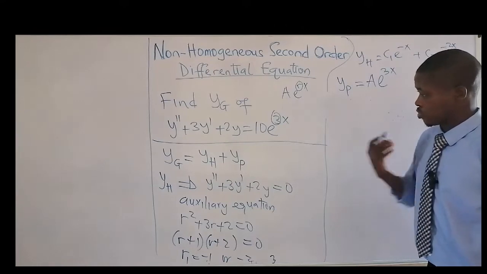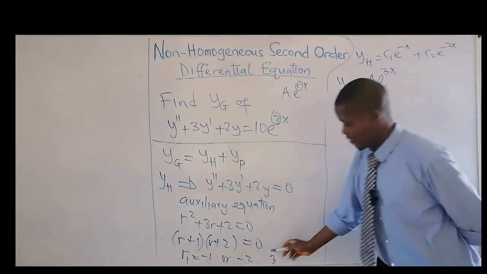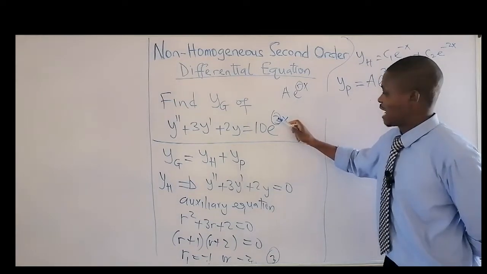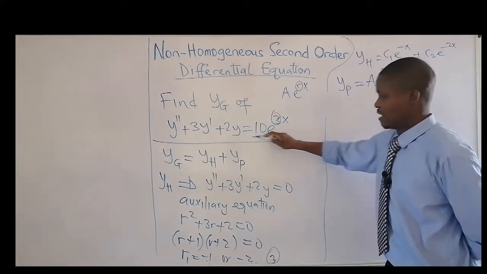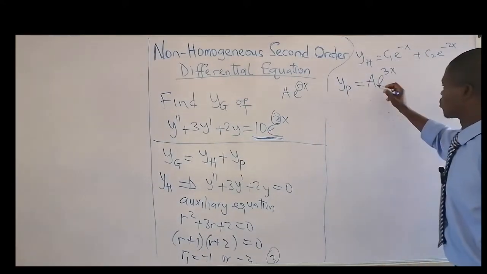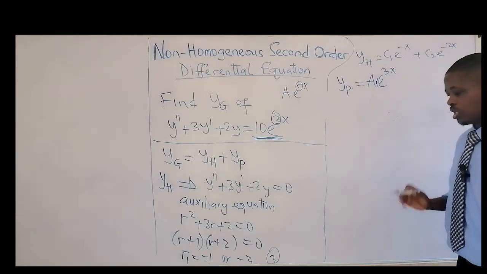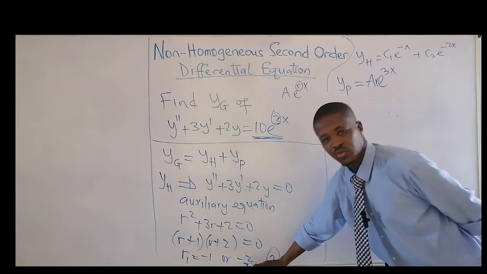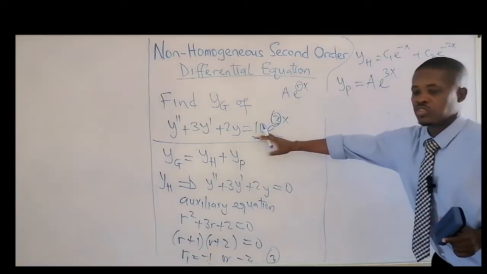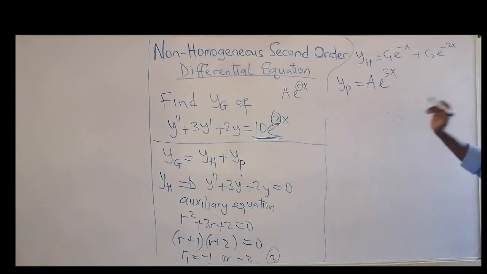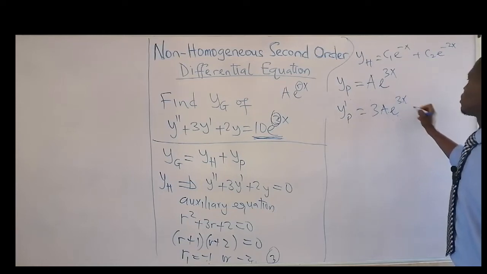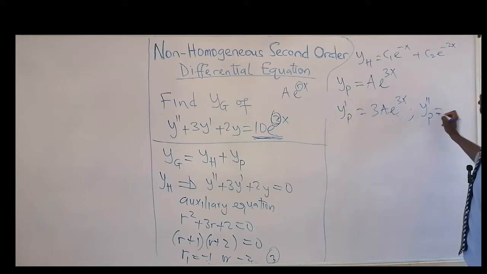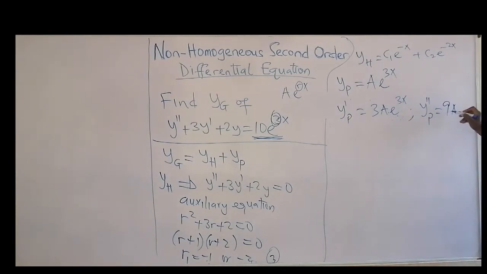In that case, it implies that the r here is equal to this one here. So in that case, you have to multiply this by x. But in this case, none of the roots of the auxiliary equation equal 3, so y_p is just a constant A times e^(3x). Then the next thing to do is get the first differential, that will be 3 times this. Get the second differential, times 3 again, that will be 9A e^(3x). Then plug back into your question.